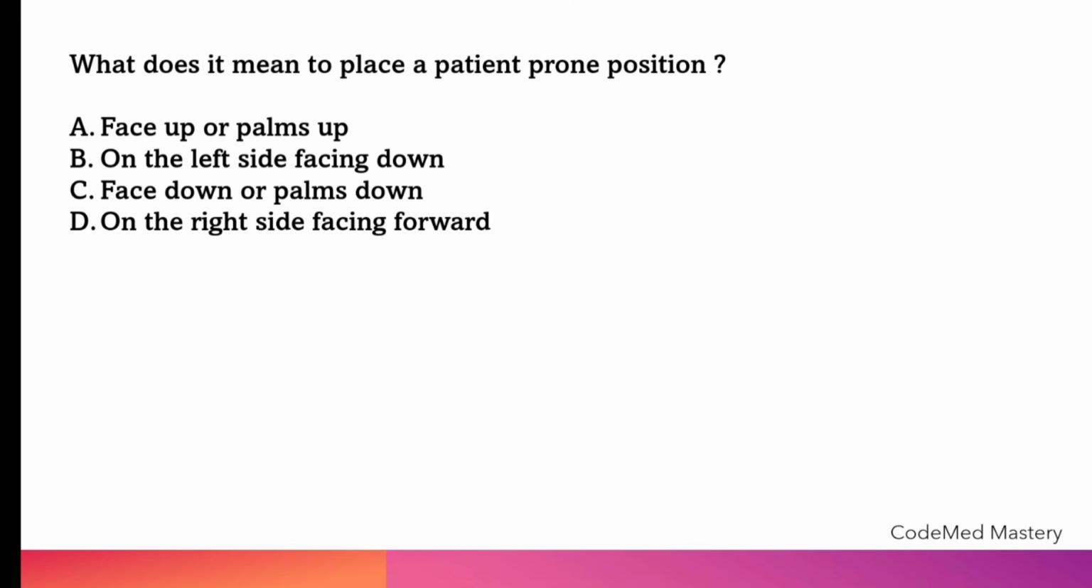What does it mean to place a patient prone position? Option A, face up or palms up. Option B, on the left side facing down. Option C, face down or palms down. Option D, on the right side facing forward. The right answer is option C, face down or palms down. Placing a patient in prone position means they are lying flat on their stomach with their face down and palms typically facing down.